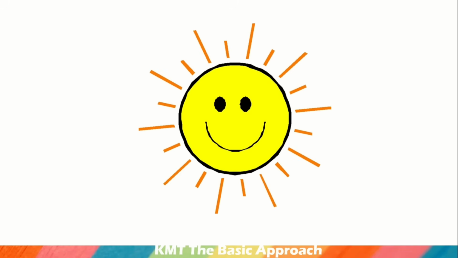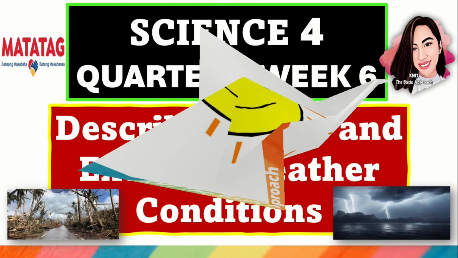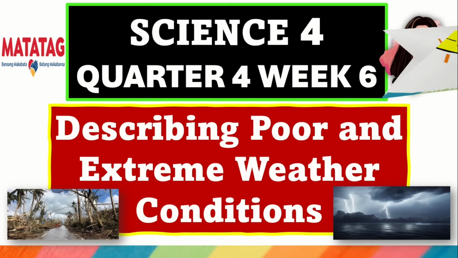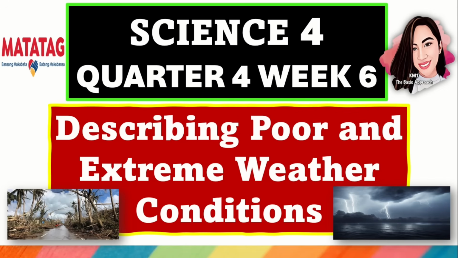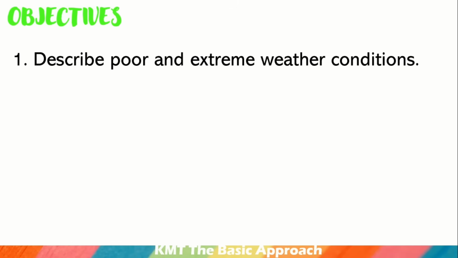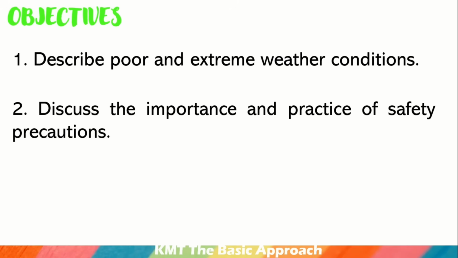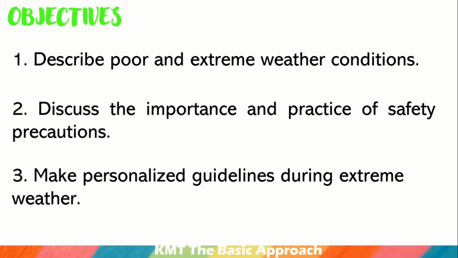Good day, kids! Today, we will learn about describing poor and extreme weather conditions. Here are the possible objectives for today's lesson. Number 1, describe poor and extreme weather conditions. Number 2, discuss the importance and practice of safety precautions. Number 3, make personalized guidelines during extreme weather.